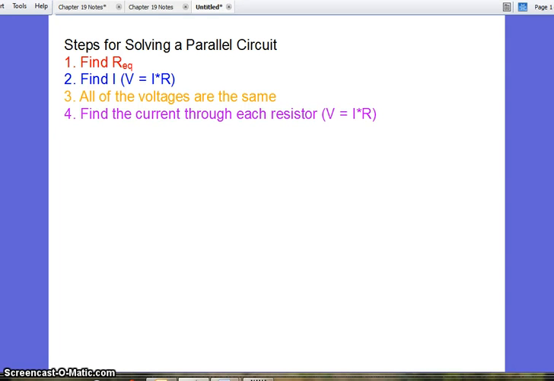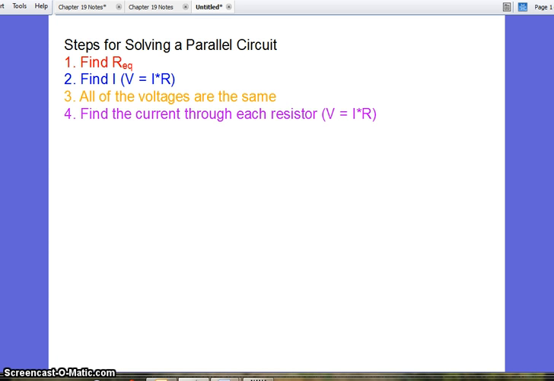There are 4 steps in solving a parallel circuit. First step, solve the equivalent resistance. So that is the resistance if we replace all the resistors with one resistor. What value of resistance should that one be? That's called the equivalent resistance.